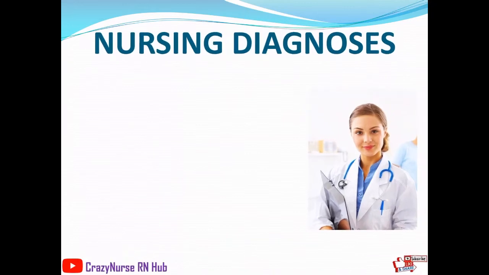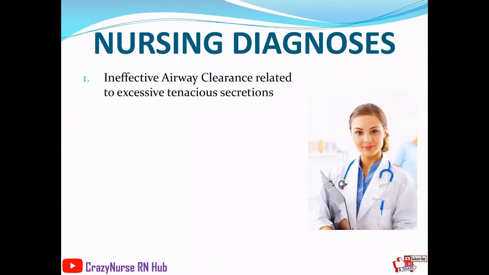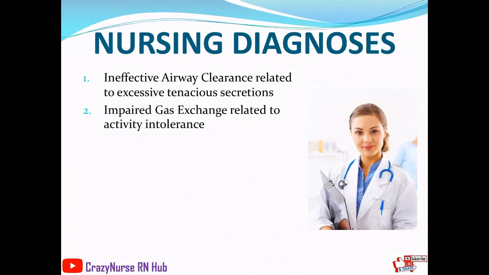Now we're done with the assessment phase of the nursing process. Now we'll proceed to the possible nursing diagnosis. First, we have your ineffective airway clearance related to excessive tenacious secretions. Also, we have impaired gas exchange related to activity intolerance.